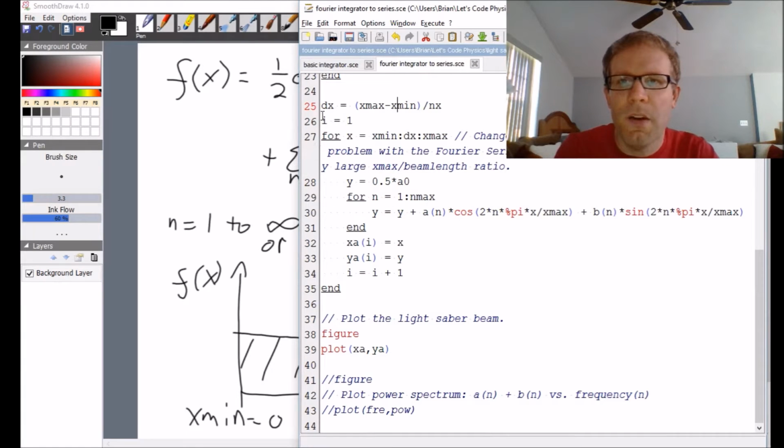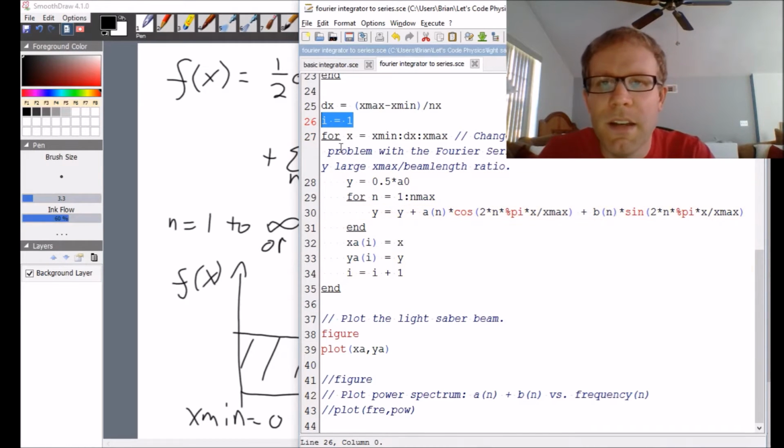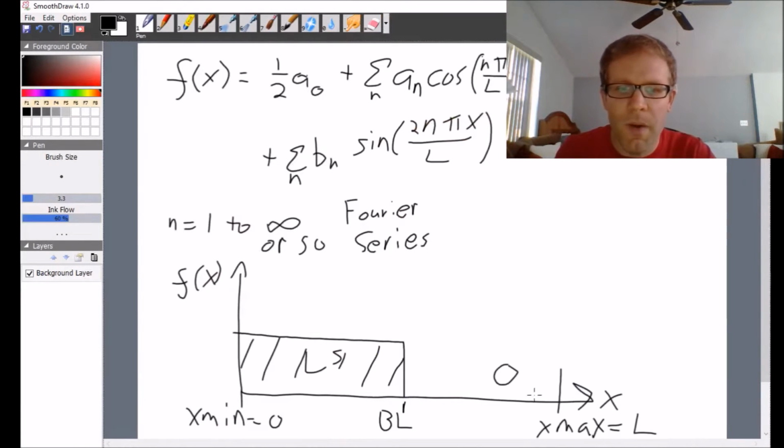Cool. So let's see here. We're setting up our dx here. That's just our x step. It's the x range we're looking at divided by the number of x values. I'm keeping track of a counter here for some arrays. So we've set up our for loops. We're going to go from x min to x max. So we're going from 0 out to the L, the x max that we're looking at. So the beam length is somewhere in there.